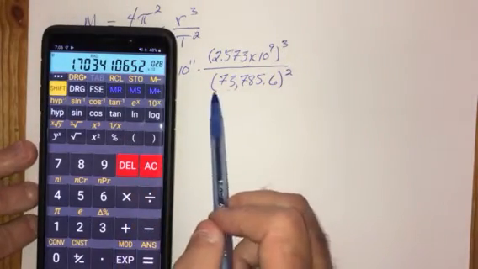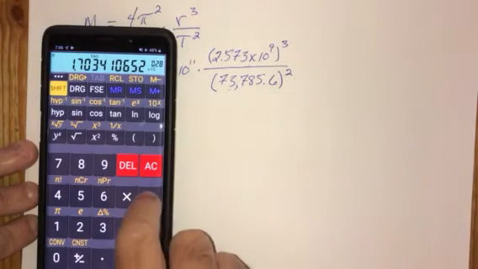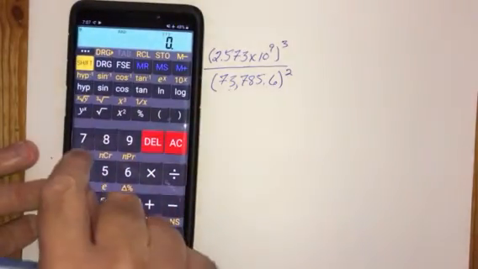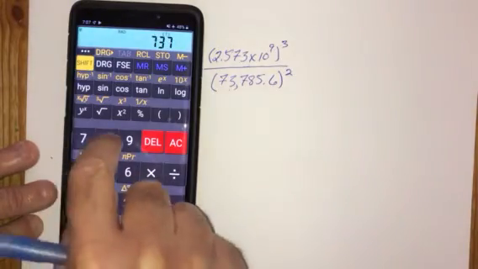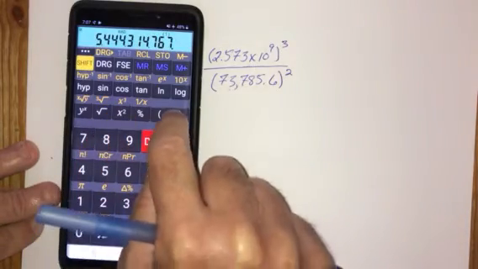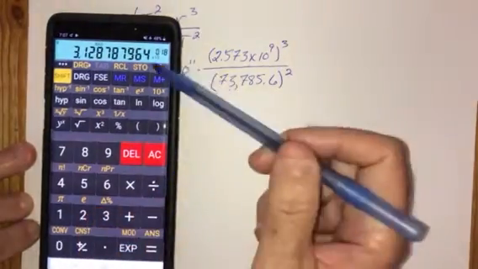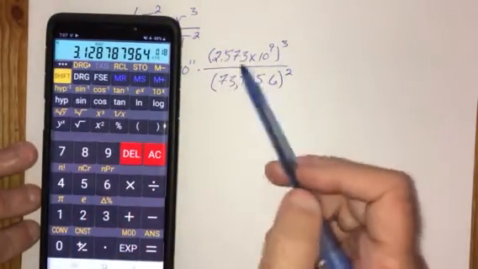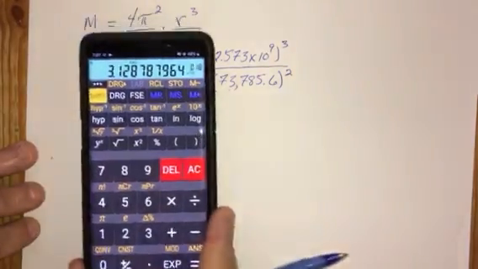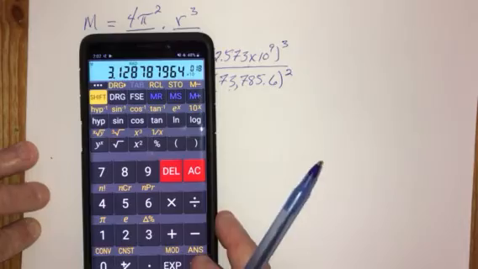Now the next thing I want to do is divide by the period squared, and in order to do that, I'm going to divide, but I'm going to use the parentheses. So in the parentheses, I'm going to enter 73,785.6, and then I'm going to square that, close the parentheses, and hit equals. Okay, so these two numbers, the numerator cubed divided by the denominator squared, ends up giving us this value, 3.128787964 times 10 to the 18th.